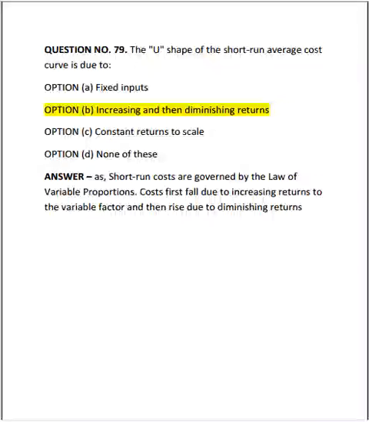Question No. 79. The U shape of the short-run average cost curve is due to option A. Fixed inputs. Option B. Increasing and then diminishing returns. Option C. Constant returns to scale. Option D. None of these. Answer. As short-run costs are governed by the law of variable proportions. Costs first fall due to increasing returns to the variable factor and then rise due to diminishing returns.